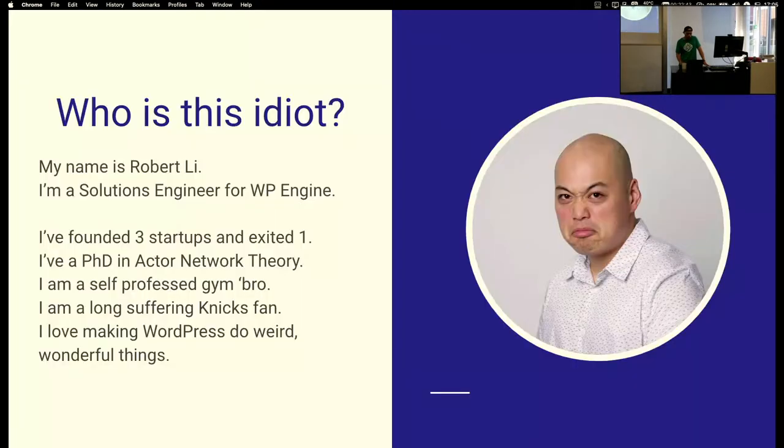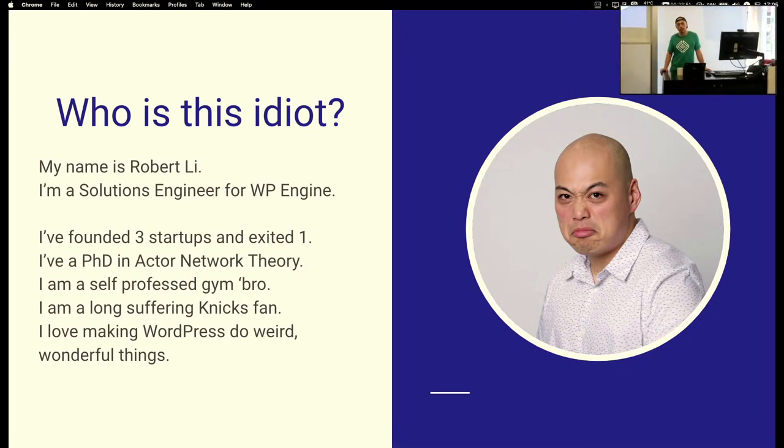So I'm just going to start with an intro of myself. My name is Robert Lee. Yes, some people do call me doctor. It's very embarrassing because it's actually in a field that has nothing to do with ComSci. But people think it has to do with ComSci, so that's fine. I'm a senior solutions engineer for WP Engine. So it's a bit like a solutions architect. Background: founded 3 startups, exited 1. I have a PhD in actor network theory, which is a field that no one will ever use. I'm a self-professed gym bro. I follow the Knicks, which means you should all feel sad for me and feel pity. And I love making WordPress do stupid things, which it does a lot of the time.